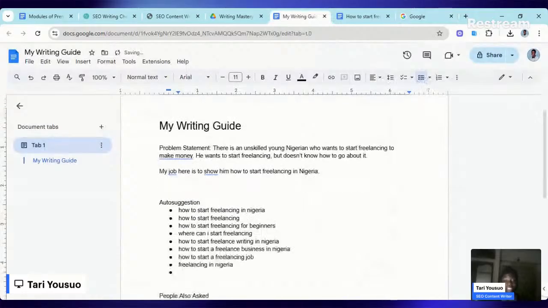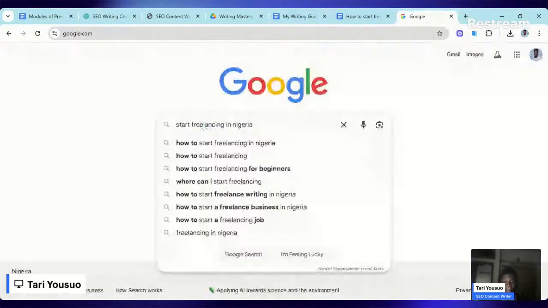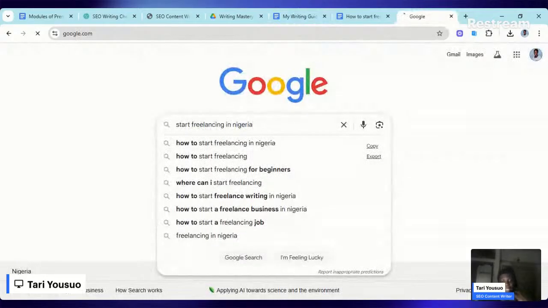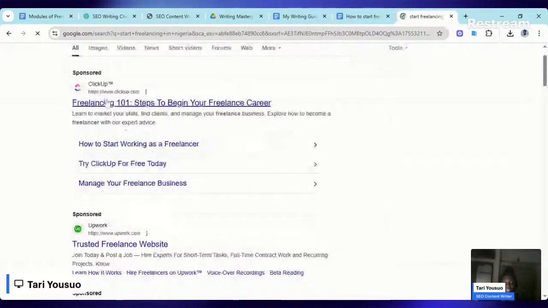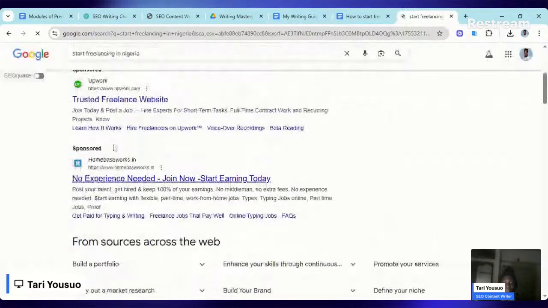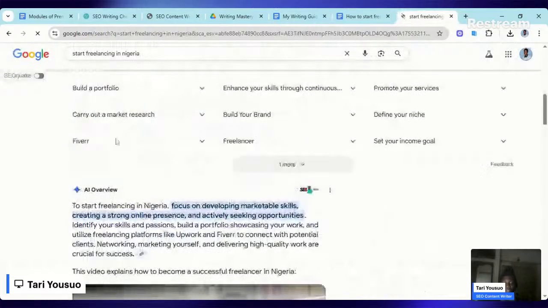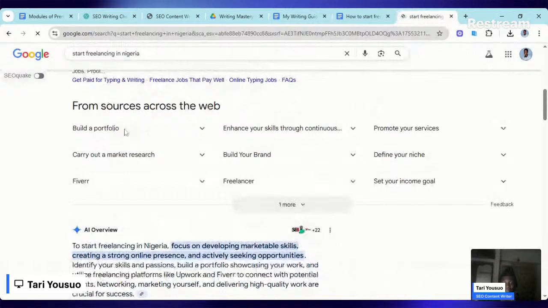This is still me trying to clarify the problem. I'll go back and hit enter. So we can see some options. These are sponsored. I'm not necessarily interested in the sponsored. Then the AI overview, giving some options: view the portfolio, enhance your skills, define your service, define your niche, and so on.